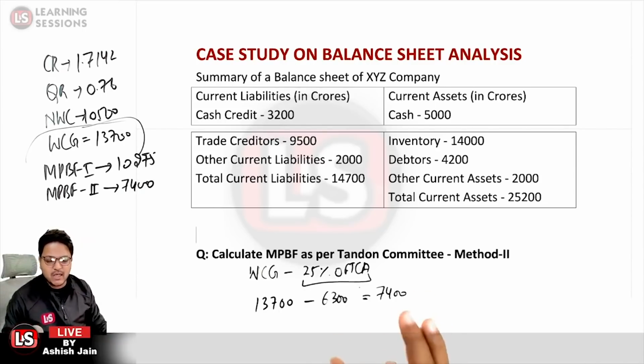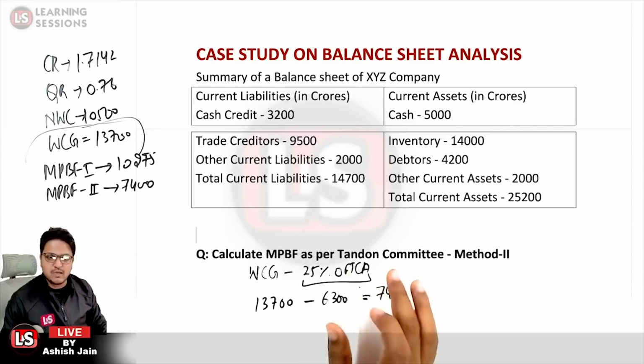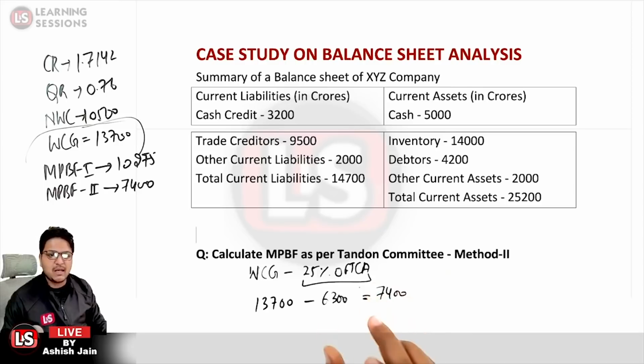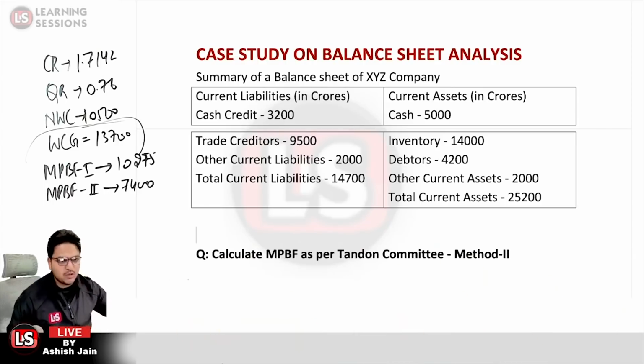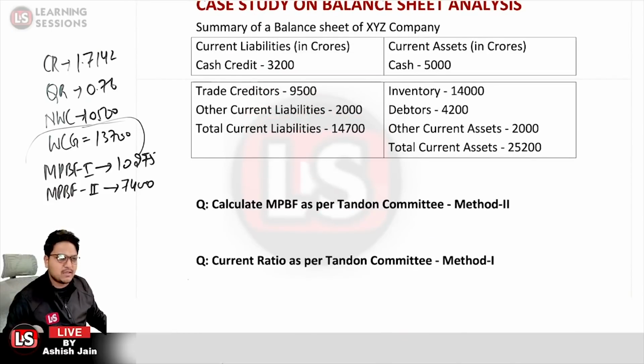So let me just tell you again that in case of MPBF method 1, the margin is to be maintained as per 25% of the working capital gap. But in case of method 2, the margin is to be maintained at 25% of the total current assets. Okay. So all the information is already provided over here, so we just substituted the values and calculated the answer.